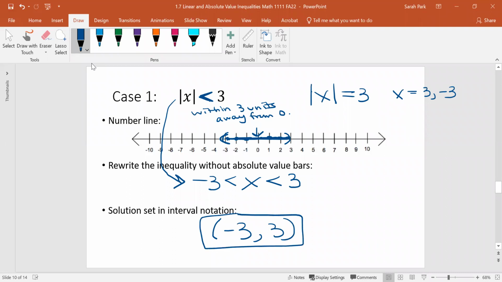So I think the tricky part is making sure you know how to go from absolute value bars less than 3 to writing it without the absolute value bars. It becomes a compound inequality.